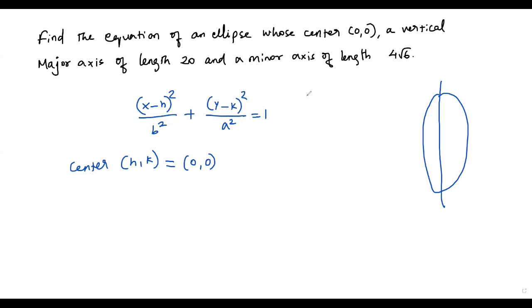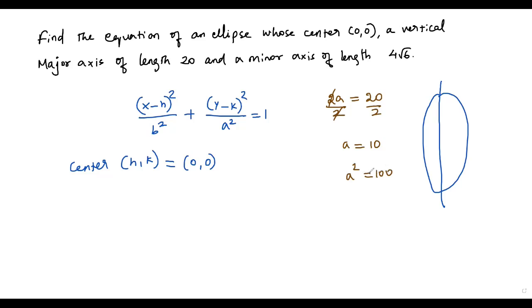the major axis length is given in the question, that is 20. The formula to find the major axis length is 2a. Usually in an ellipse, 2a always represents the length of the major axis, which is already given as 20. So 2a equals 20. Let's solve for a. I divide both sides by 2, then the 2 cancels out. I get a equals 10. Then a square is equal to 100 because I squared both sides.